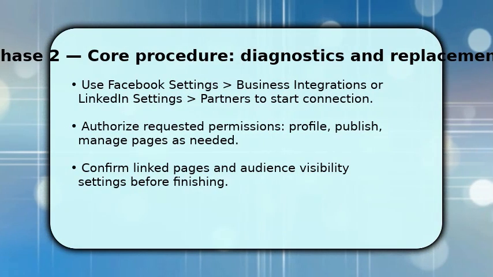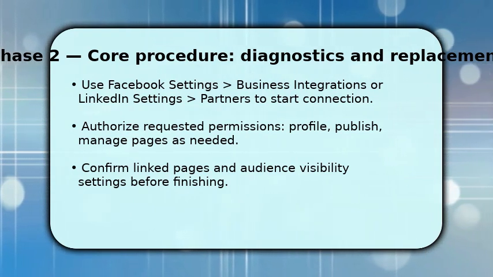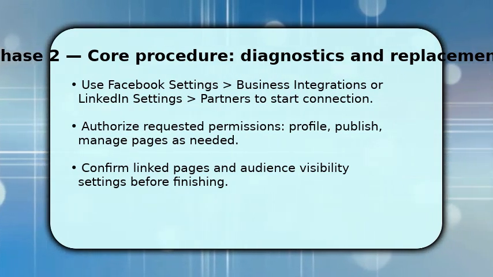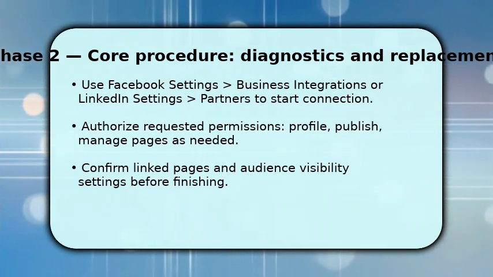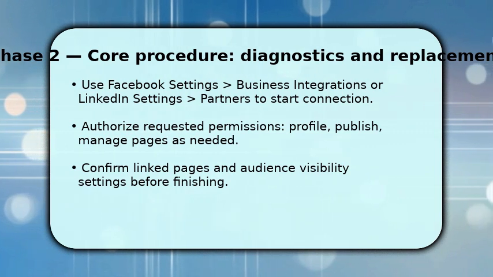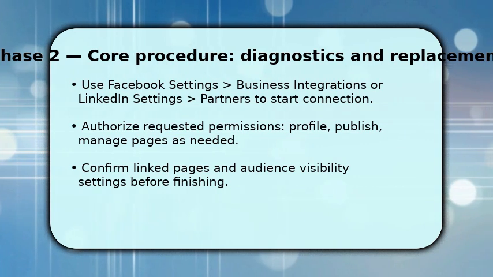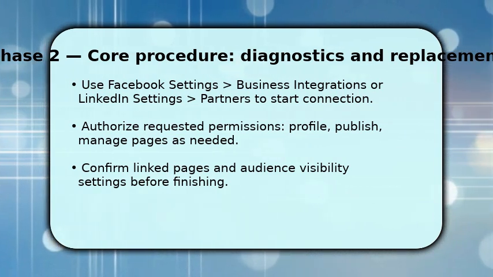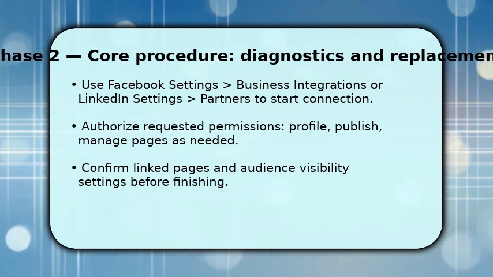Open the integration area on the platform where the link is initiated, often Facebook's business integrations or LinkedIn's partner apps. Choose the app or connector you plan to use and click Authorize. Accept only the permissions required, such as profile access and publish rights. If linking a Facebook page to LinkedIn, select the correct page and the LinkedIn company page or profile destination.